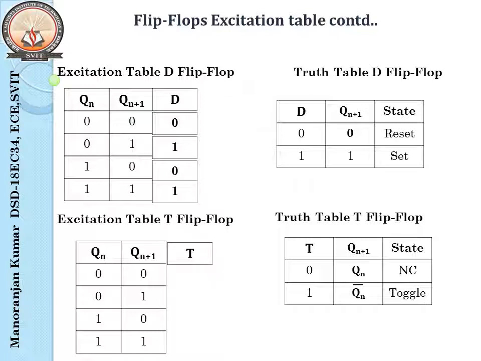You can see both the values are 0 0, that means we are in the no change state. When we are in the no change state, what will be the input? T should be 0 as per the T flip-flop truth table. Now you can see the second output combination: it is toggling from 0 to 1. For a circuit to toggle, the T value should be 1. Again it is toggling from 1 to 0, again the value will be 1, and for the last output combination, that is 1 1, it is the no change condition. For no change, the T value will be 0.